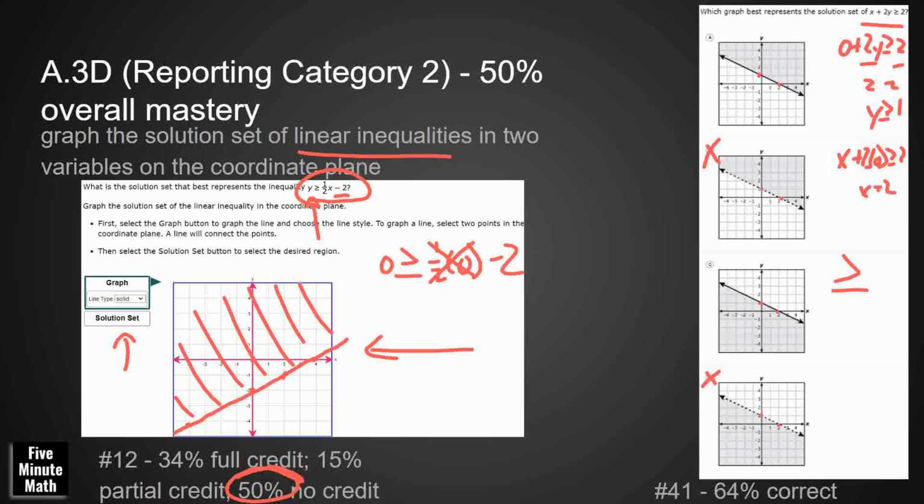And since it's greater than, we're going to go up above the line. So we're going to go like this. So our answer here is going to be A. Now, once again, if you want to test it, pick something.